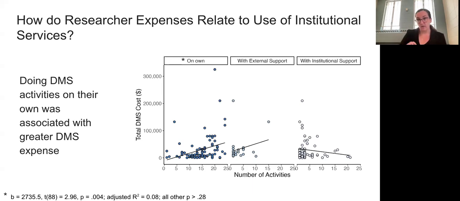And so just thinking about the regression coefficient, what this meant for every extra activity they did on their own in-house, that was an increase in total cost of about $2,700 for data management and sharing. And so it is interesting and tempting to look at the slopes, and we see the institutional slope is actually in the opposite direction. That relationship wasn't significant, but also a lot of people weren't making use of institutional support. So this is definitely a place where we can only speculate at potential cost savings for having people use more institutional support, but certainly a potential here.